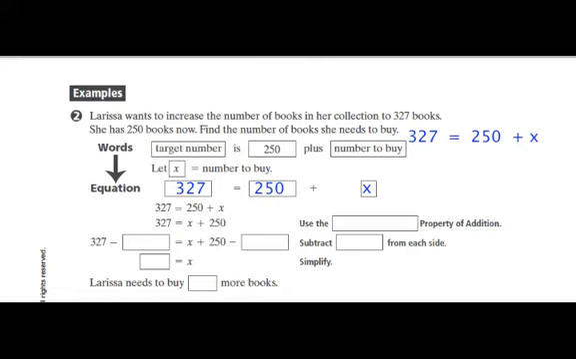We locate our variable, which is X. We're going to undo what's happening to it. We're adding 250 in our equation, so we're going to subtract 250 from both sides of the equation. So we end up with the 250s canceling each other out on the right, and we have 327 minus 250 on the left. So when we do that subtraction, we will get 77. So 77 equals X. So Larissa needs to buy 77 more books.